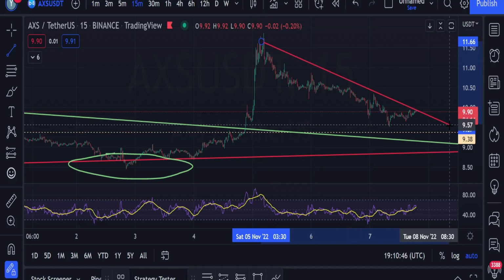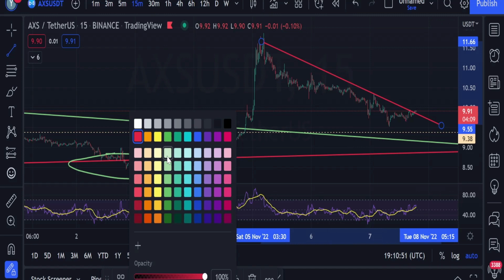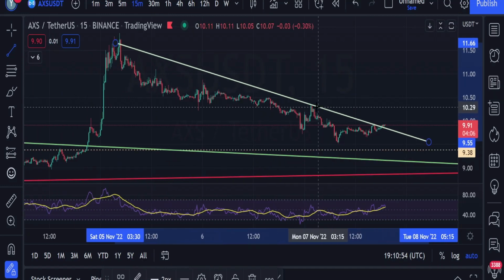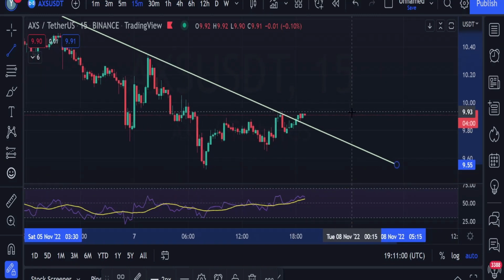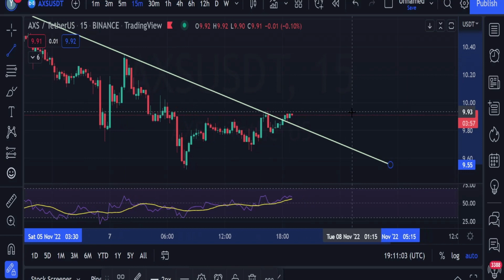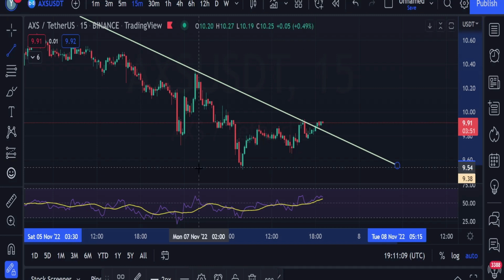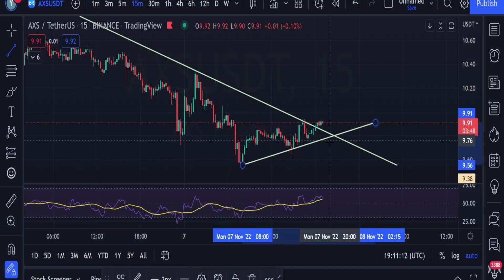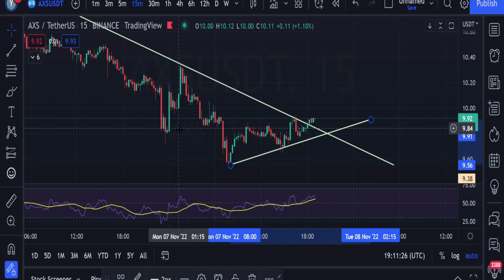Okay, let's say something like this. Touching one point, two points. We broke it, but it's a very small candle, not really significant. I'm expecting maybe the price should come back to test this trend line, or maybe this trend line coming down. Anyway, we should not fall below this. On the 15 minutes candle, you should know it's different, it depends on the time frame you're looking at.